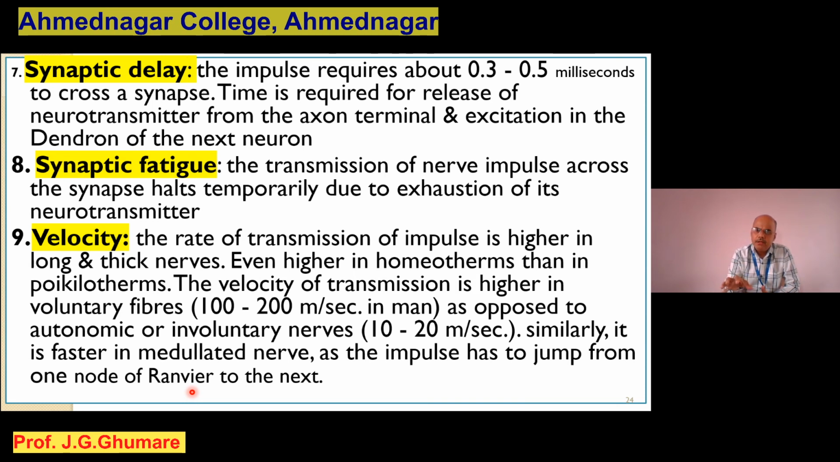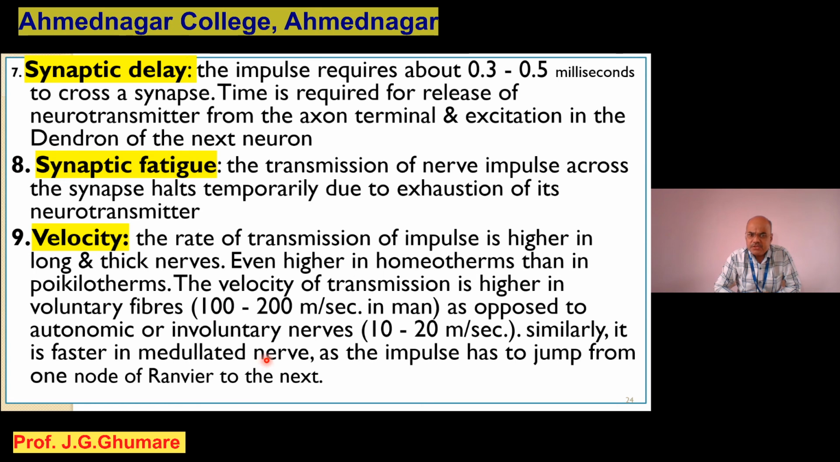Homeotherms are the animals which maintain body temperature at a constant state, besides changes in the outside temperature. We are an example of homeotherms. While poikilotherms are the animals which keep on changing their body temperature as per the outside surroundings. Therefore, fishes could be the best example of poikilotherms. So we'll have more velocity in our case than in the case of fishes.